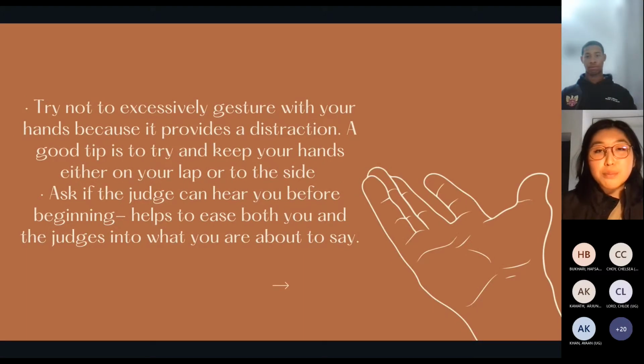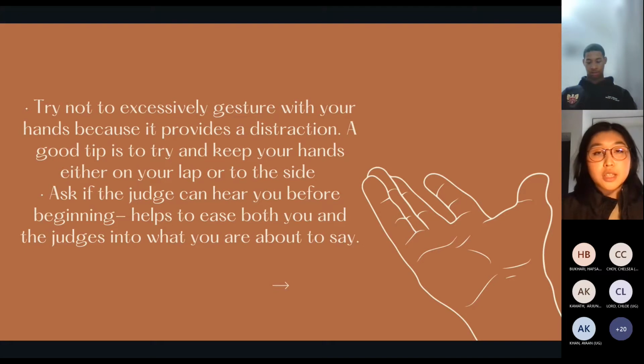A very important thing, try not to excessively gesture with your hands because it is very distracting. If I'm talking right now, it's very distracting that I'm moving my hands to the judge, because not only are you on a time crunch, the judge is on a time crunch to follow through your arguments, and they're trying to understand what you're saying. So if they're just going to look at what you're doing, it's not going to help your side.